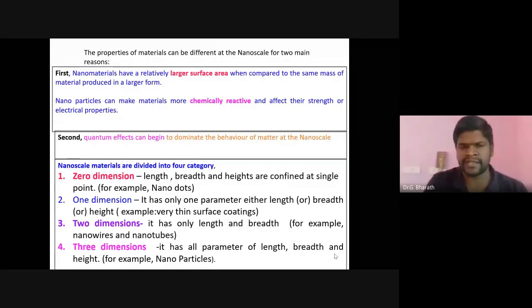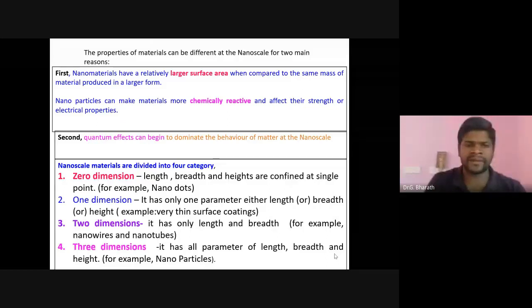The first is 0 dimension, then 1 dimension, 2 dimension, and 3 dimension particles. 0 dimension: we know the bulk material has 3 spatial directions like kx, ky, kz, simply length, breadth, and height. When we make 0-dimension nanoparticles, we completely remove the 3 directions. It is completely a particle-in-a-box structure, completely in quantum confinement, which means we confine the electrons.